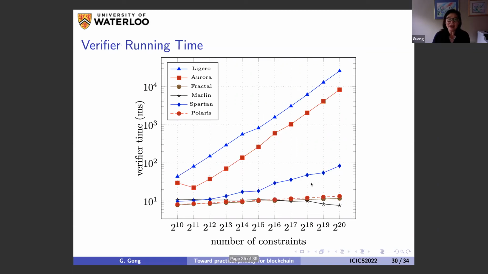And for the verifier computation in the original Aurora, you see, the verifier needs to read the polynomials ax, bx, and cx. So that's why it's this. But for us, we use the GKR protocol, so that becomes log n. So that's Polaris. And this one is Spartan for the verifier's time.